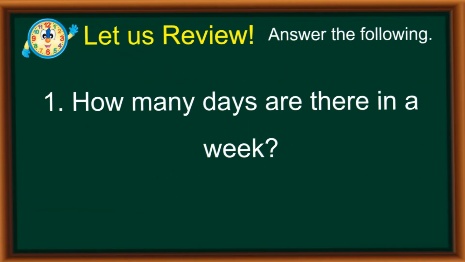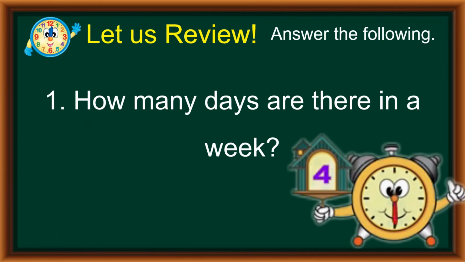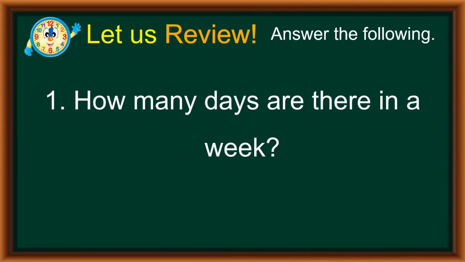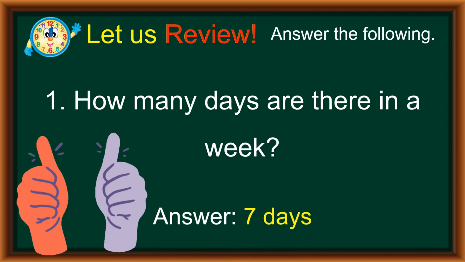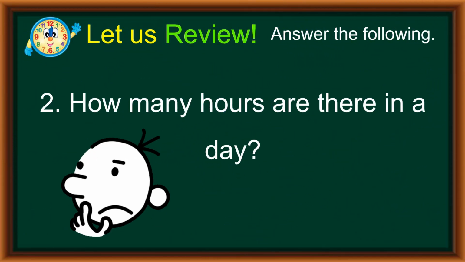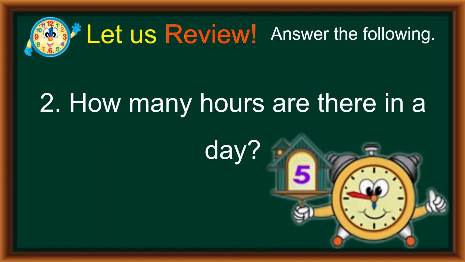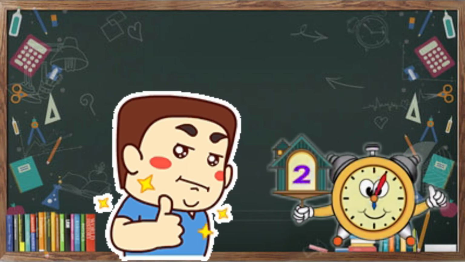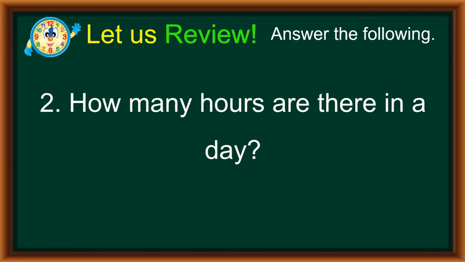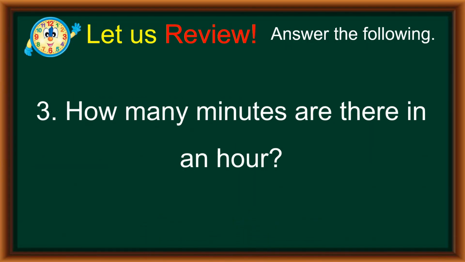Number 1. How many days are there in a week? You're right. The answer is 7 days. Number 2. How many hours are there in a day? What is your answer? Correct. The answer is 24 hours.